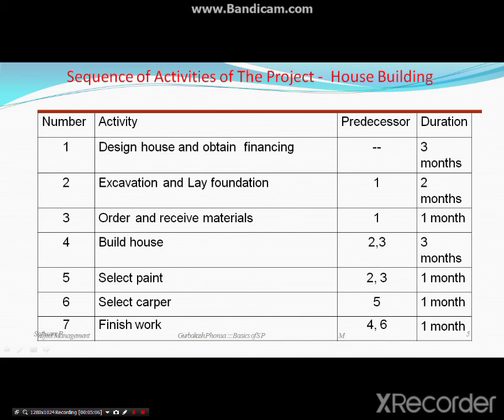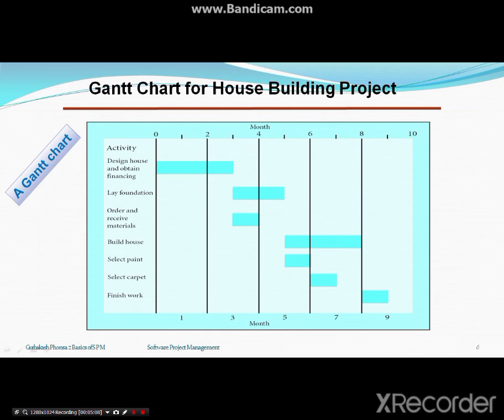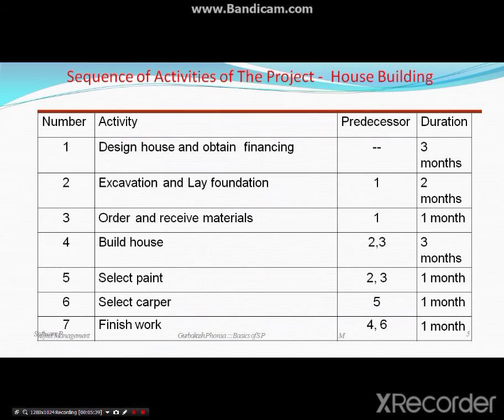Further, in this chart we can see how the activities are being arranged. The design activity takes more than 1 month, which is shown by a bar. Laying of the foundation, and ordering and receiving the materials will take again 1 month, shown over here, but it will start after finishing activity 1, that is the design of the house. So that sequence is shown in this chart.